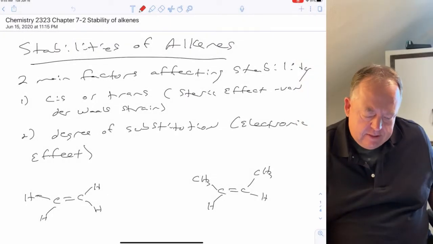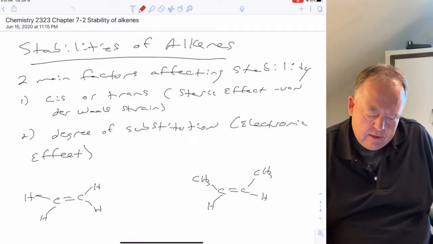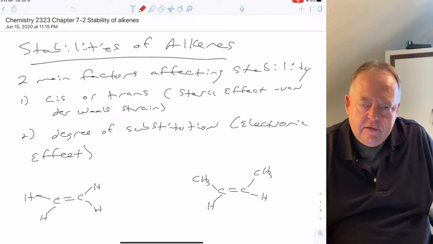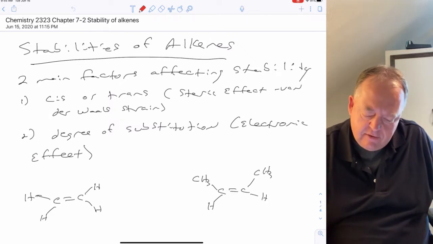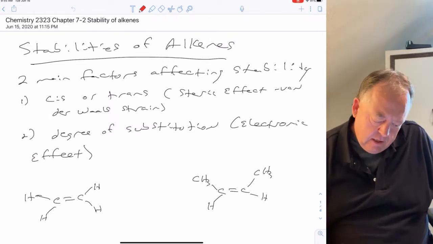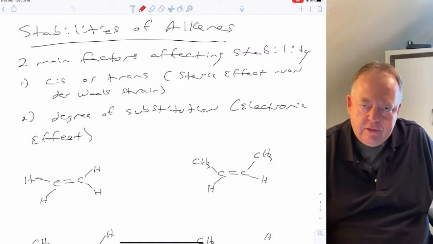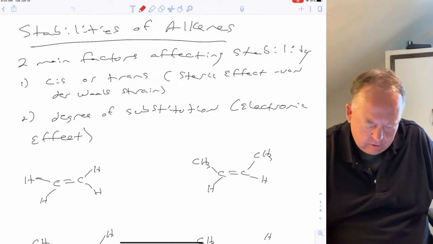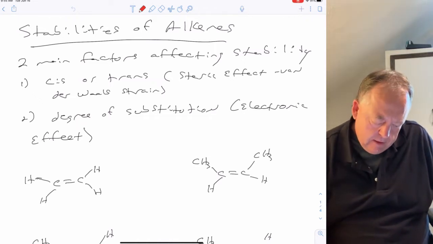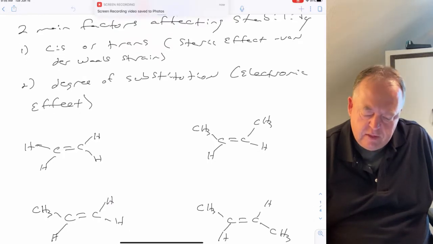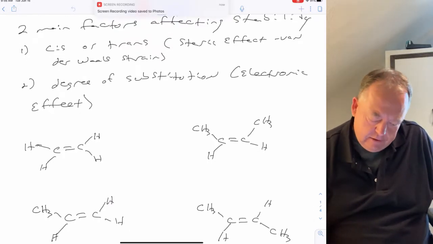Alright, so this will be the second video over chapter 7. In this one we'll look at the stabilities of alkenes. There are two main things that affect the stability of an alkene. One is whether it's cis or trans, so that's a steric effect, sometimes called a van der Waals strain. And the second is the degree of substitution, and that's an electronic effect.